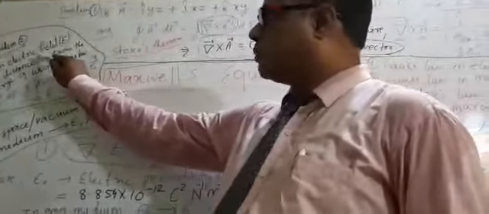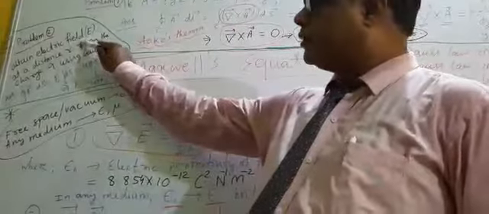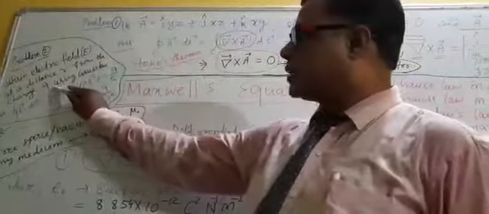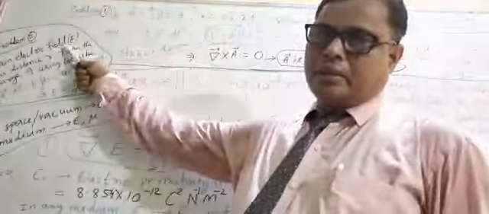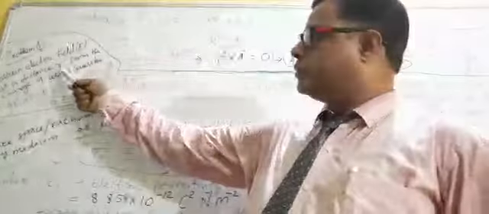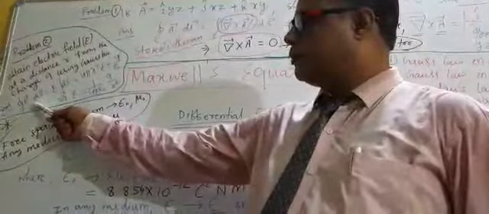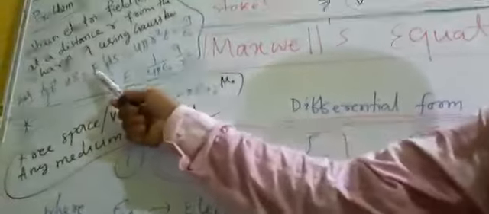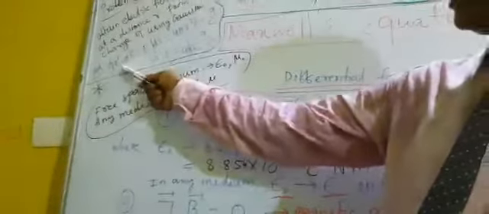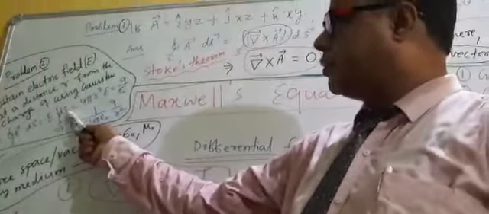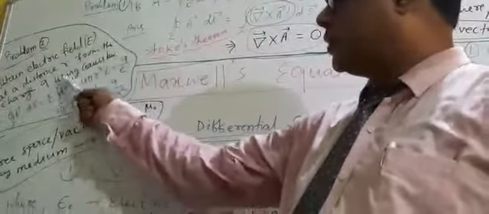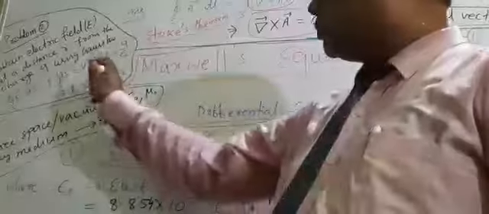Then come to one problem of the first equation. Obtain the electric field at a distance r from the charge q using Gauss law. We already discussed this problem in our class, only recalled for you. In integral form, surface integration of E dot ds. E and ds are in the same direction, so it is E ds cos 0, and cos 0 is 1. The surface area is 4 pi r square.